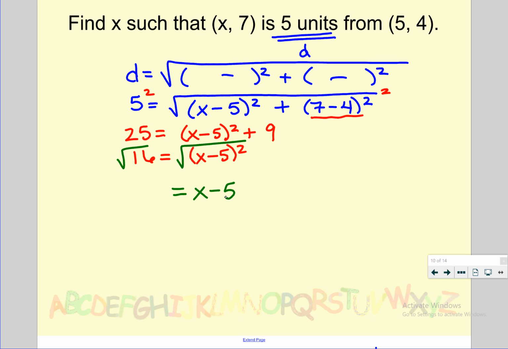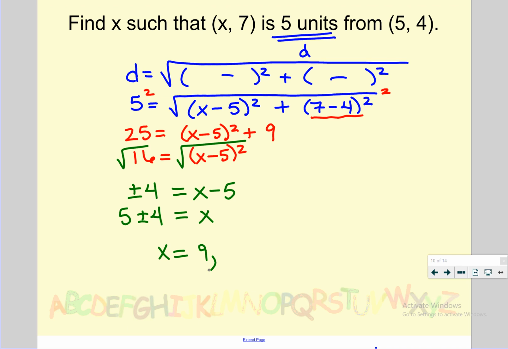On the left, you have to be careful. We took the square root of 16. There are 2 answers, plus and minus 4. What's my last step to get x alone? Add 5, and you can put it in front of the plus or minus there, positive 5. And now you're going to have 2 answers for x. 5 plus 4 gives me 9 is my first answer.